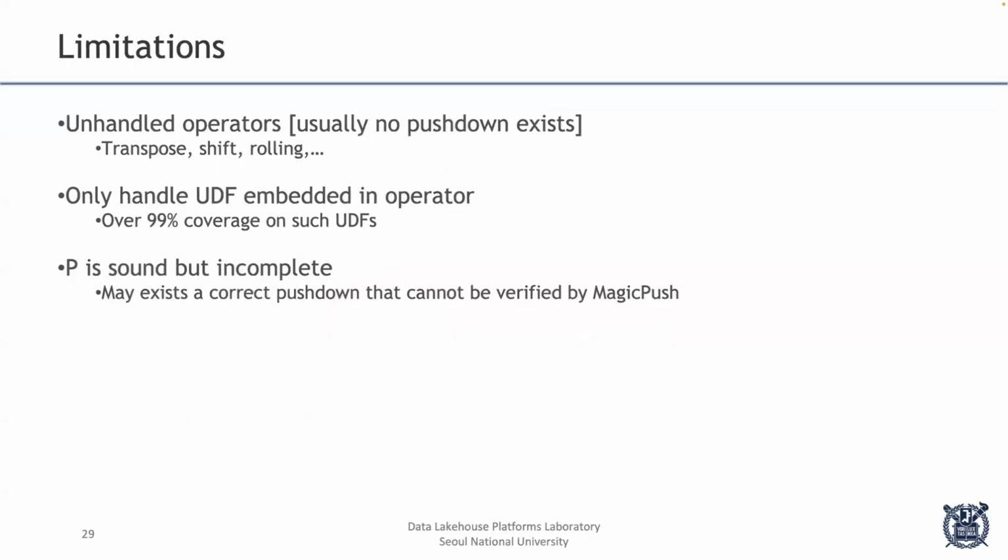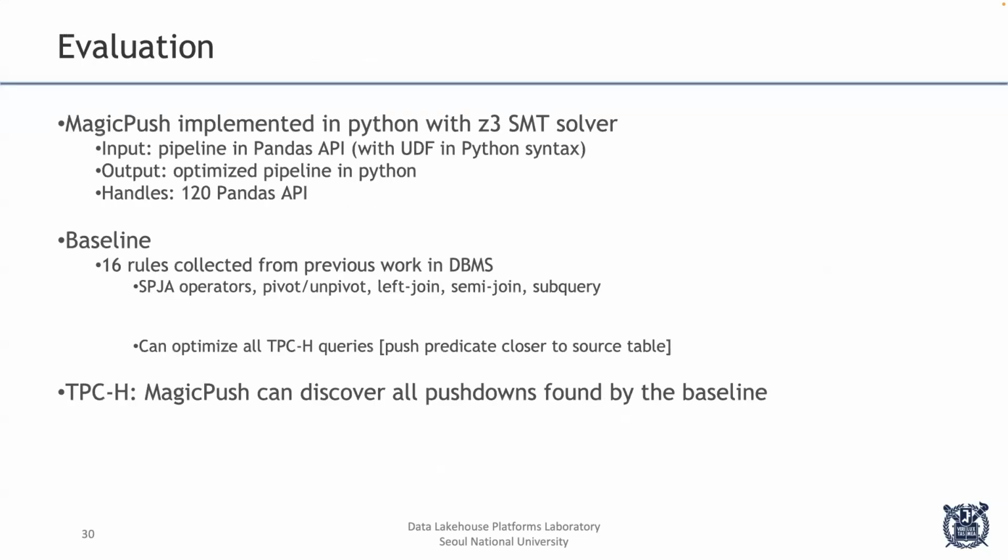Okay, so the limitations of this project is that their unhandled operators are if we have a row in the output that relies on all rows from the input, for example, transpose, they don't cover this case. If the operator is position sensitive, meaning shift, for example, then it's also an unhandled operator.